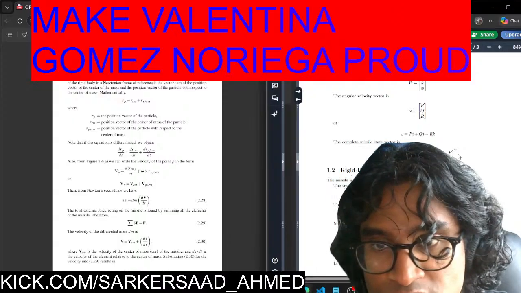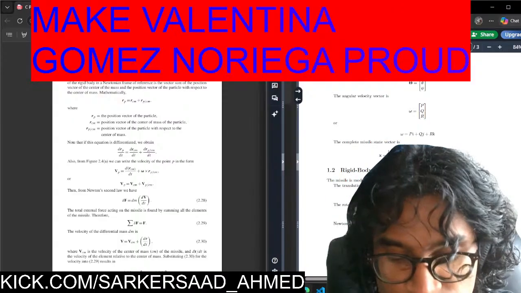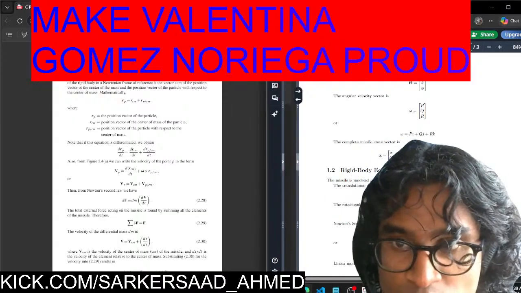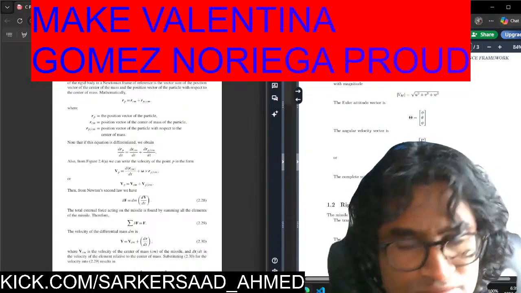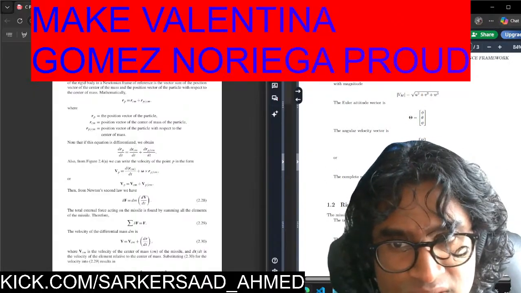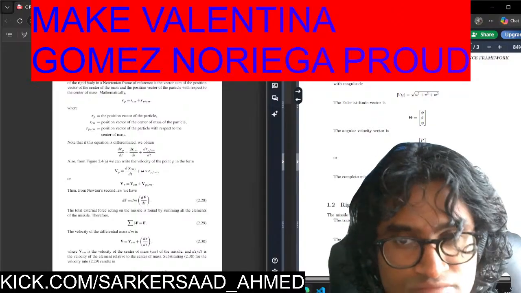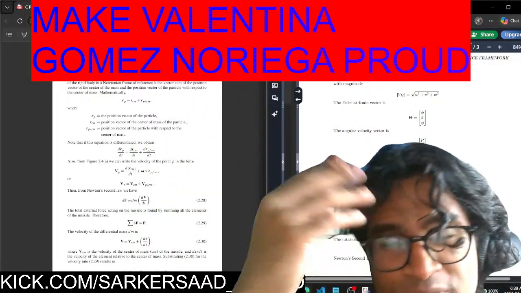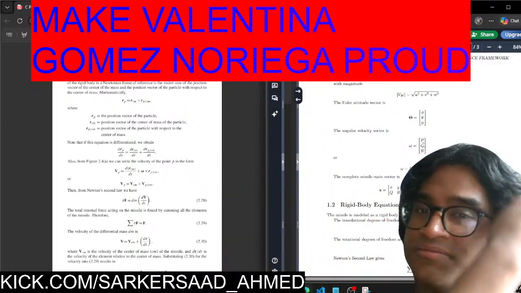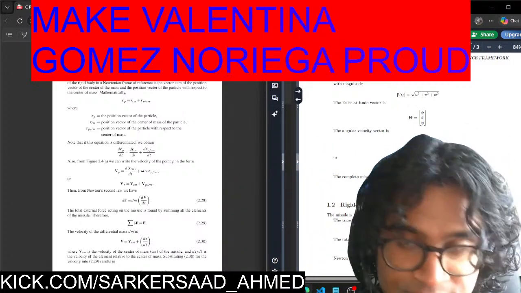So they have it transposed. Calm down. They have it transposed. Don't worry about it. What is PQR though? Oh, that's the weight. Oh no, angular velocity. Not W. It's omega.